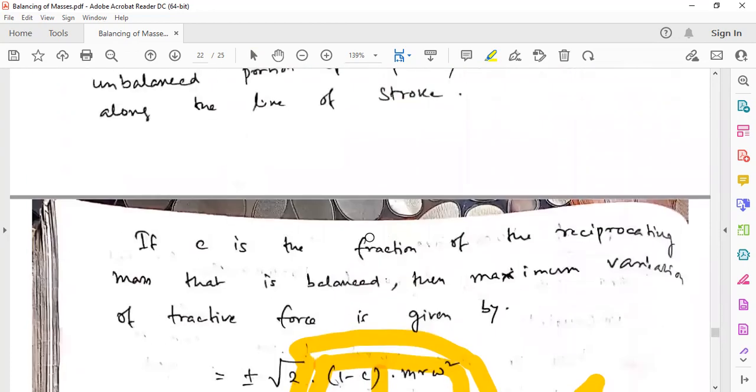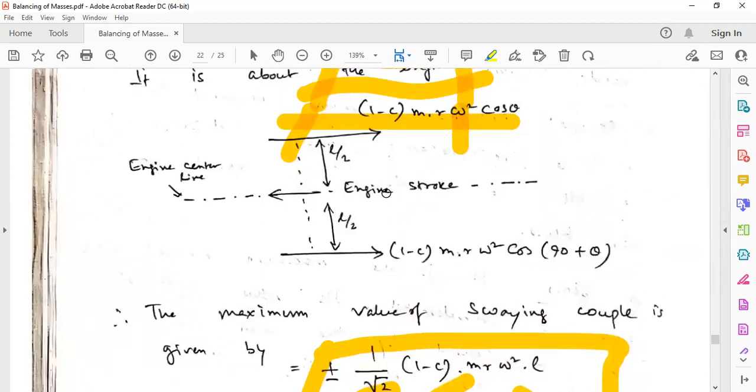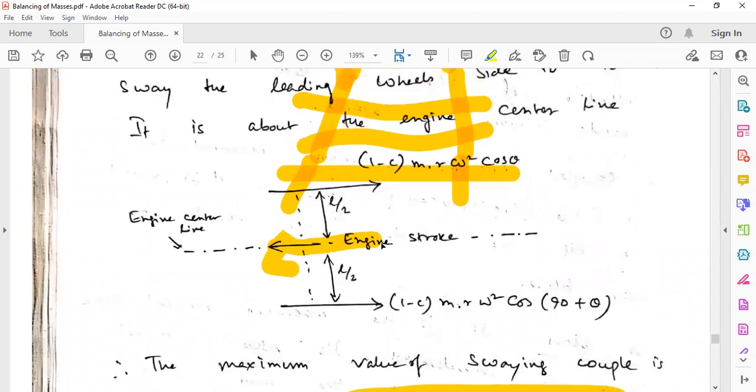Now if you look from the top, we are showing the engine stroke here, the forward stroke, and you see these are the unbalanced portions of the forces. This is one unbalanced portion of the reciprocating force. So m r omega square multiplied by (1 minus c) is the unbalanced force that remains. Now this is cos theta, the horizontal component of this.